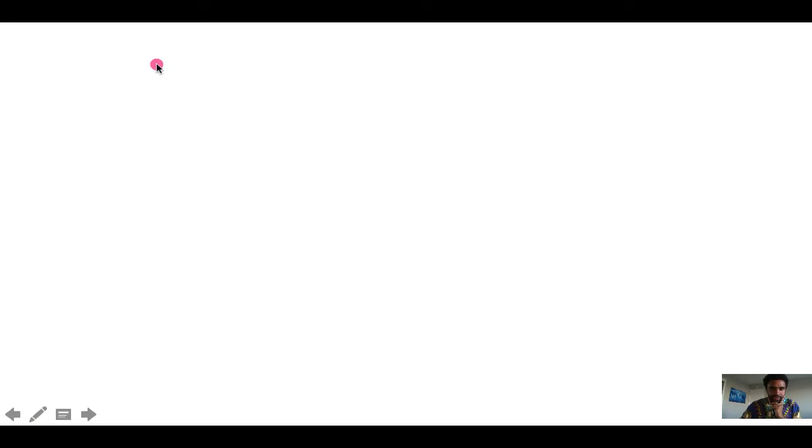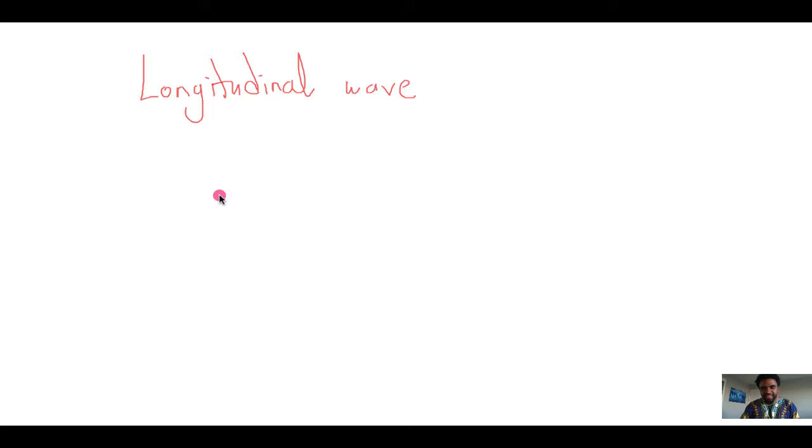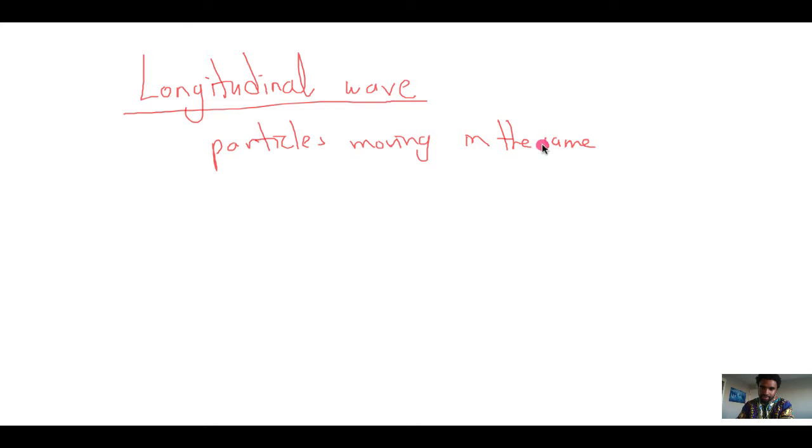The next kind of wave that you need to know about is a longitudinal wave. Longitudinal wave. All right. In this case, the individual particles are moving in the same direction as the direction of the wave. All right. And let me write that definition very quickly for you. Particles moving in the same direction of the wave. Same direction of the wave. All right.